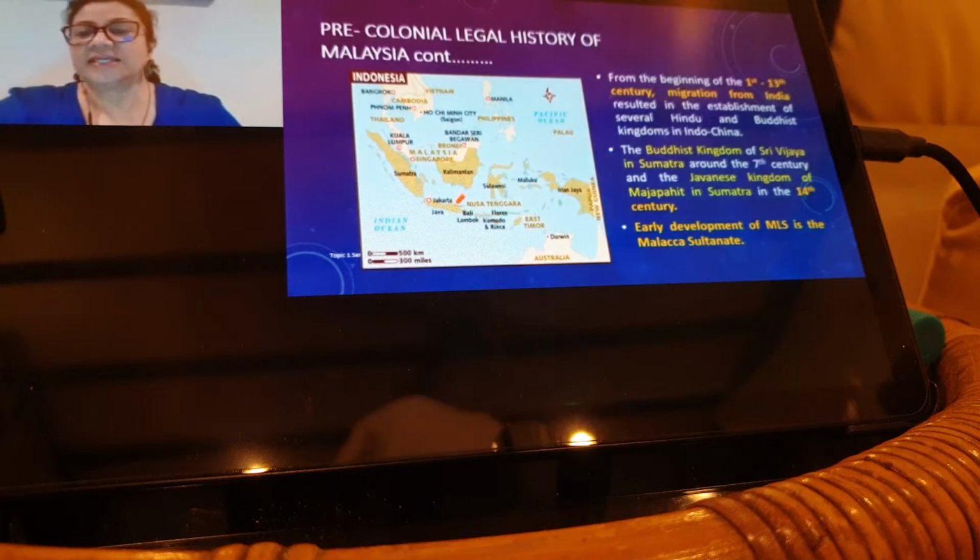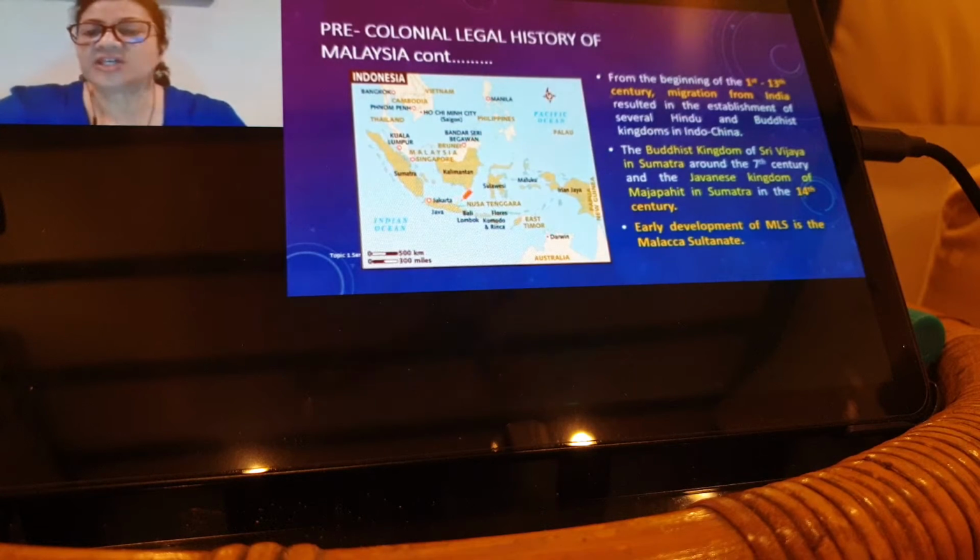So the early development of the Malaysian legal system is actually the Malacca Sultanate. We will see the Malacca Sultanate shortly.